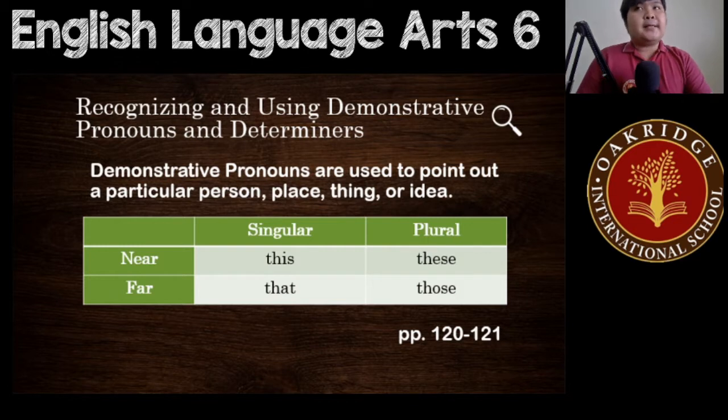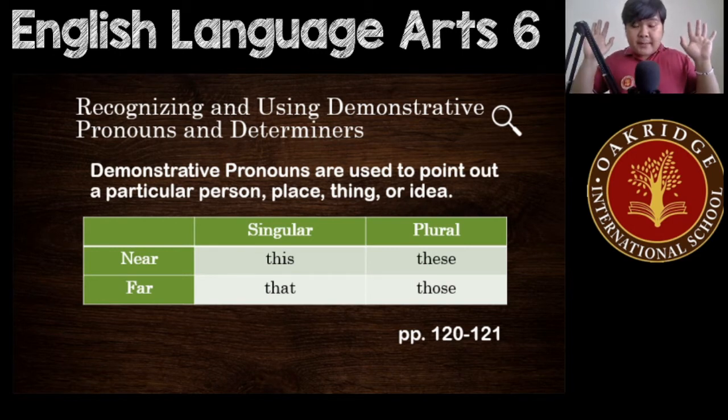Now, how do you know when you would use this or that, or these or those? How do you define near and how do you define far? For you to find out whether you would use this or that, or these or those, if it's near, it refers to something that is close to you, wherein you could touch it, you could hold it, okay? You don't need to hold it, so long as it's near enough for you to touch it, to hold it, then you would use the demonstrative pronouns for near.